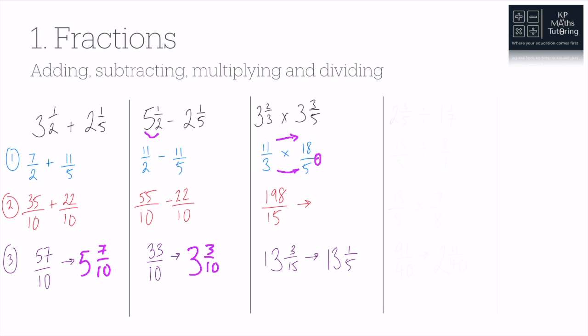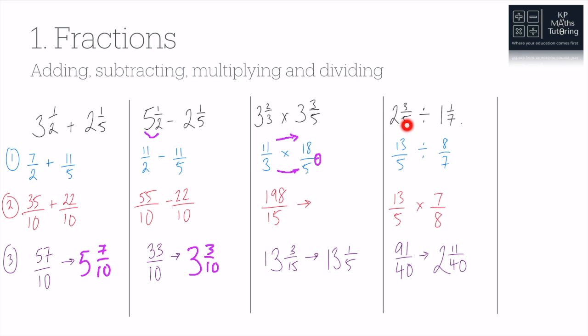And then the last one for fractions, you need to know how to divide. So big number times the bottom plus the top gives me that. Big number times the bottom plus the top gives me that. And now with this, remember, keep the first one the same. So that's my keep. Flip this one upside down, change the sign to a times, and then I follow the same rules as I did here. So 13 times 7 and 5 times 8.